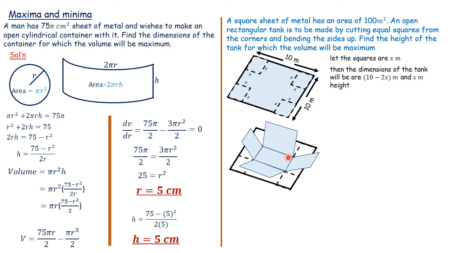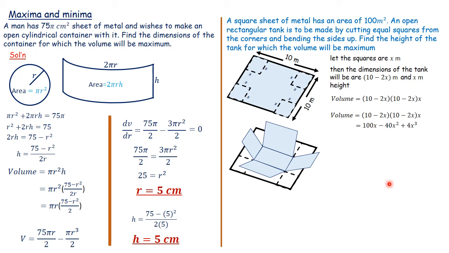Here it is. So we have cut and bent upwards, so that these ones become the height, those ones there become the height. So you close them and then it will form a height. The length and the width will be the same. It is 10 minus 2x, and the height is x. And therefore now the volume will be 10 minus 2x times itself, and we multiply that by x.